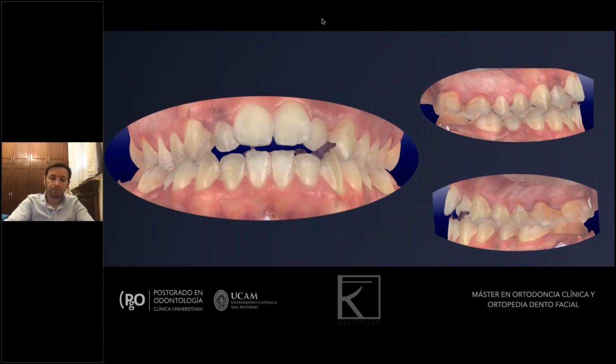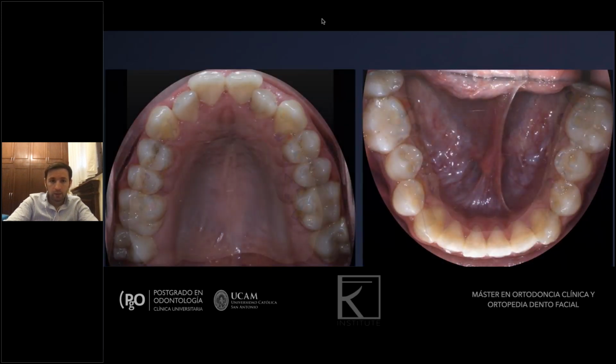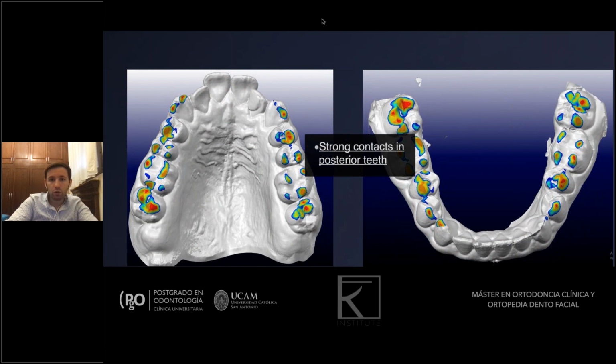If we see the profile, if we see the intraoral scanner, we are going to see this situation. This situation tells us that there are strong contacts in the posterior teeth and there are no contacts in the anterior teeth.